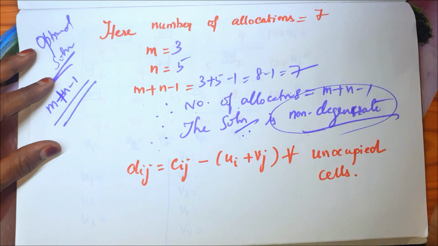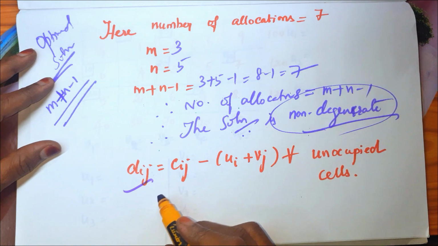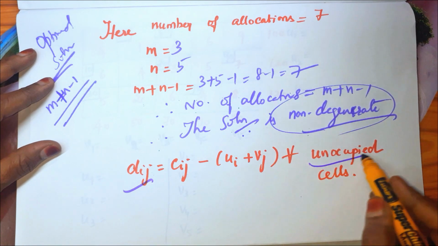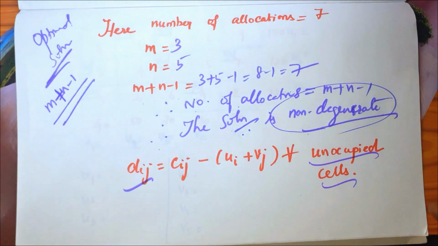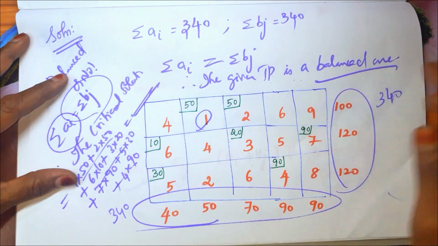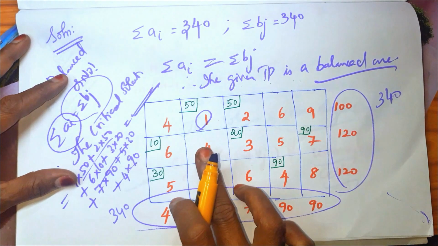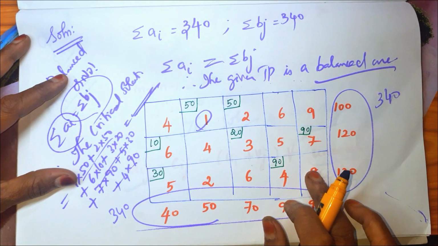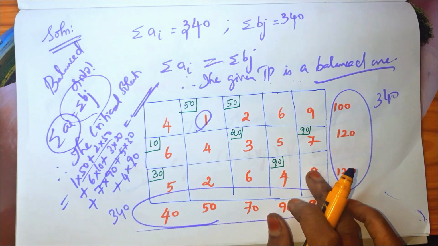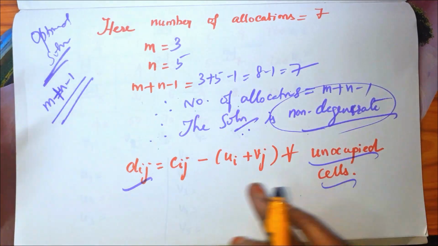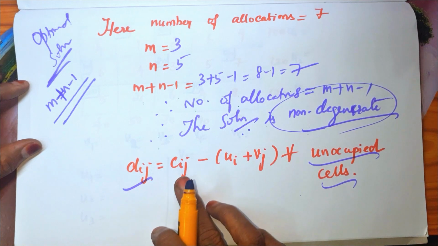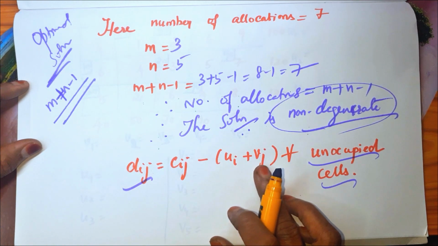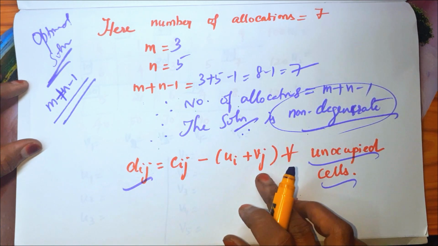Next we have to find the Dij values. Dij values are calculated only for the unoccupied cells. How many unoccupied cells are there? 1, 2, 3, 4, 5, 6, 7, 8. So totally 8 Dij values we are going to calculate, isn't it? What is the formula for Dij? Dij is equal to Cij minus of Ui plus Vj. This only we are going to calculate.